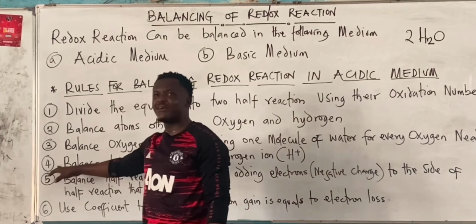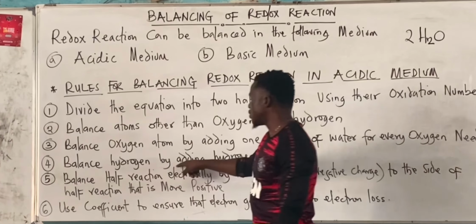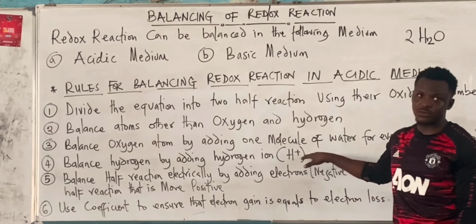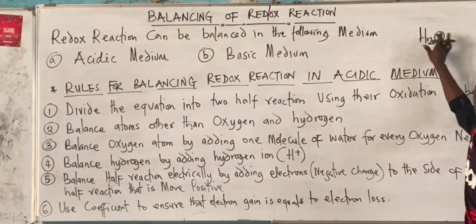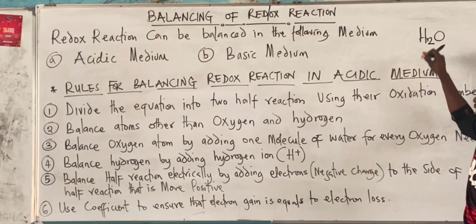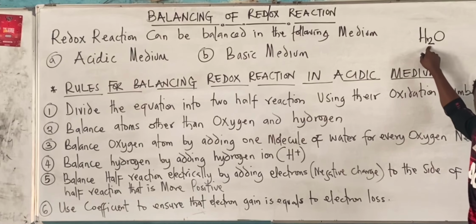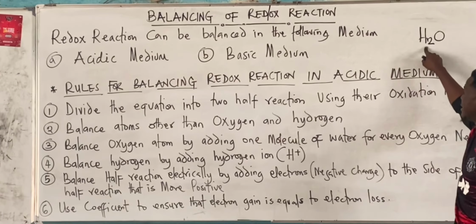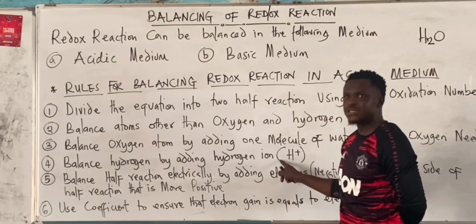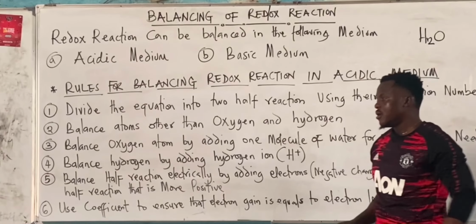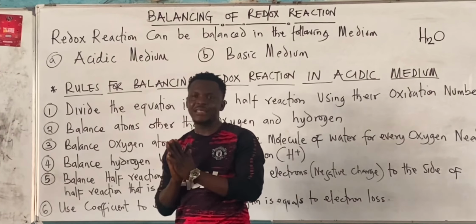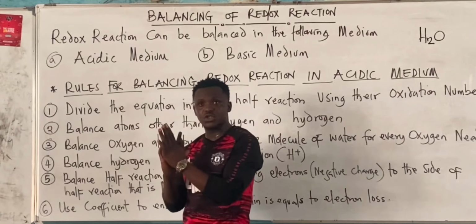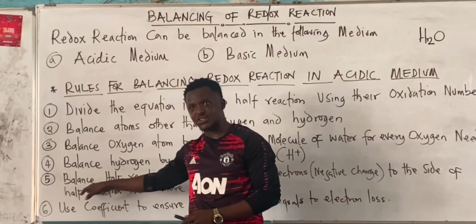So we said rule number 4, balance hydrogen by adding hydrogen ion. Of course, if you add water to balance oxygen, you have ended up introducing what? Hydrogen. So to balance the added hydrogen, we're going to use hydrogen ion. Now the next one says, once you're done with the atoms, you move down to the charge.